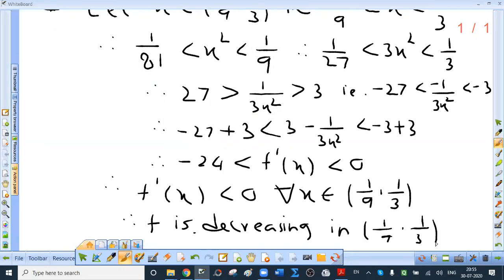That's it. In fact, in the first part also we should have written, therefore f is increasing in the interval 1 upon 3, 1. If you haven't written that, please write that.